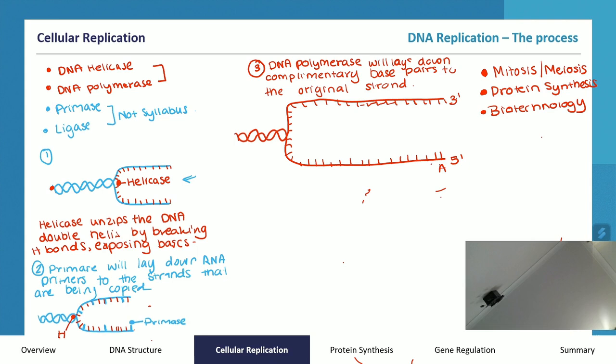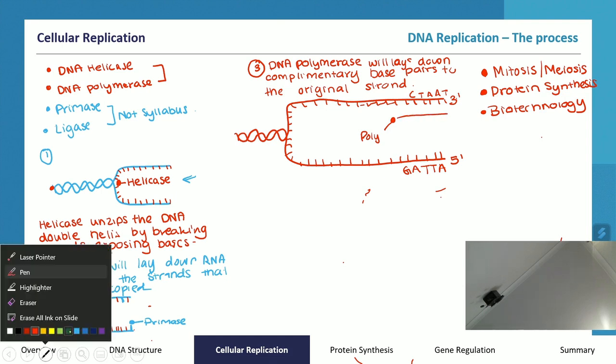We've got A, T, T, A, G up here. So that means we have T, A, T, C on the top. What will happen is DNA polymerase will start coming in. So this is our polymerase, joining up complementary base pairs to the template strand.